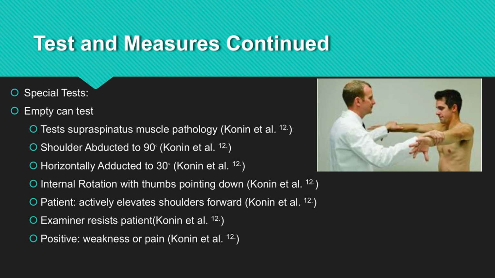There are a lot of different tests that I did, so I'm going to try to make this quick. The first test that I did was the empty can test, which tests for the supraspinatus, which is one of the rotator cuff muscles. Several of these bullet points are just talking about the position the patient would be in and where the therapist would apply resistance. It's considered positive if the patient has weakness or pain within the supraspinatus muscle.